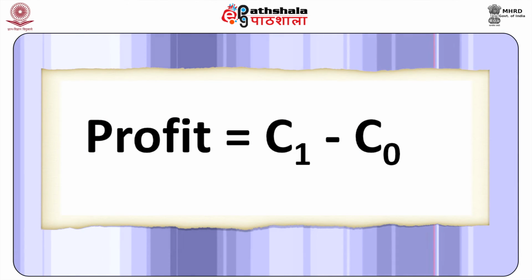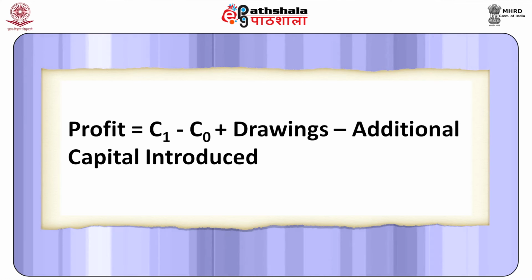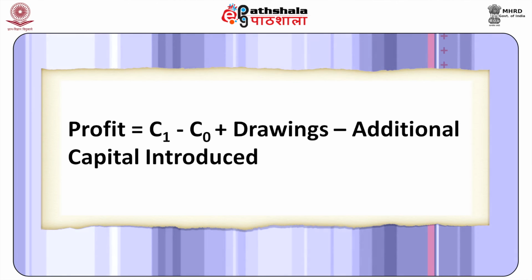To illustrate, let us assume the following terms: C0, L0 and A0 are the opening balances of capital, liabilities and assets respectively. Similarly, C1, L1 and A1 are the closing balances. Now profit may be calculated as follows, where profit will be equal to C1 minus C0. However, if there are drawings and or additional capital introduced during the period under consideration, then profit will be calculated as follows, where profit will be equal to C1 minus C0 plus drawings minus additional capital introduced.